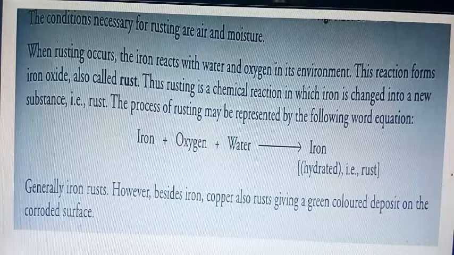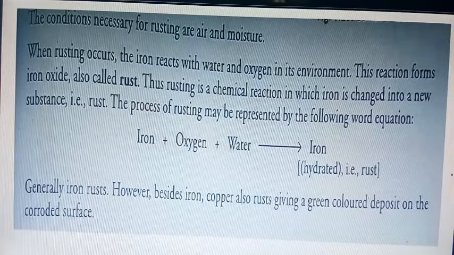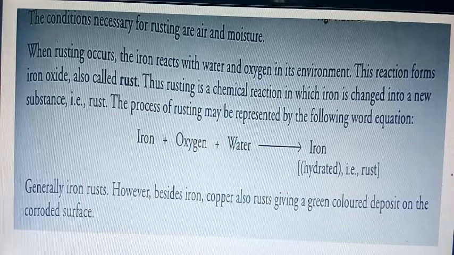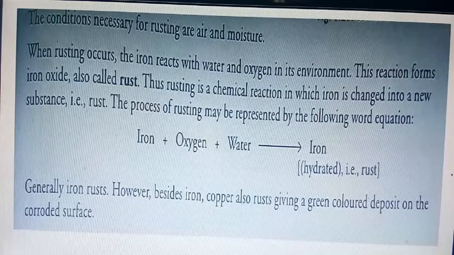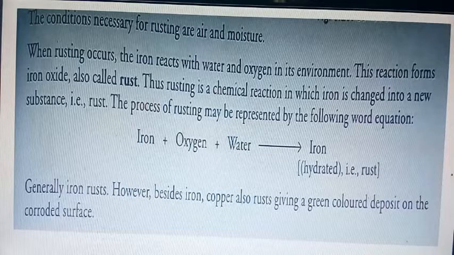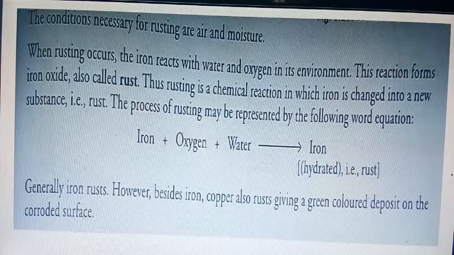That means in order to prevent your iron articles from rust, you do not allow them to be exposed to air and moisture. When rusting occurs, the iron reacts with water and oxygen in its environment. This reaction forms iron oxide, also called rust.